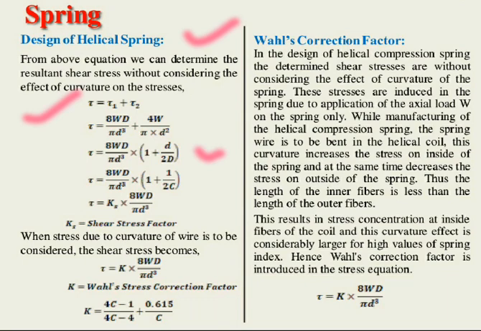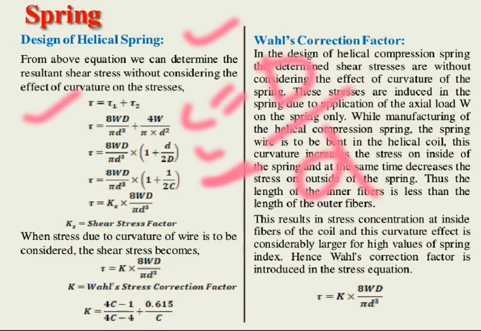On solving this, we know that C equals capital D by small d. What is C here? C is the spring index. So in place of d by D, we put the value C. On rearranging the equation, we get tau equals Ks into 8WD by pi d cube. So what is Ks here? Ks equals 1 plus 1 by 2C. And what is Ks?